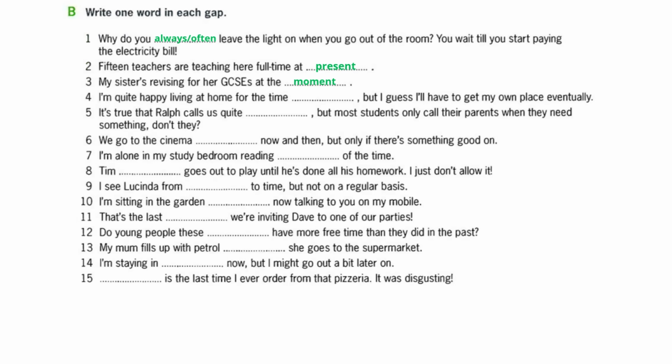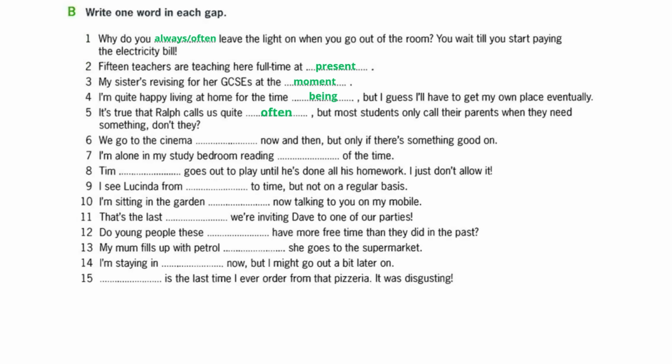Let's go to sentence number 4. I'm quite happy living at home for the time being. The verb, being, completes the common expression, for the time being, meaning for now and temporarily. Next sentence. It's true that Ralph calls us quite often. The adverb, often, shows frequency. Not as habitual as always but almost usually.